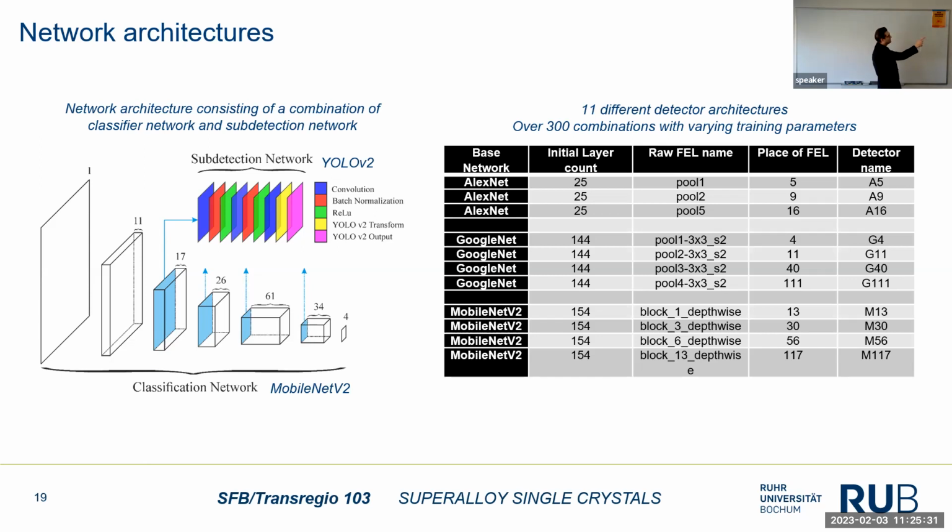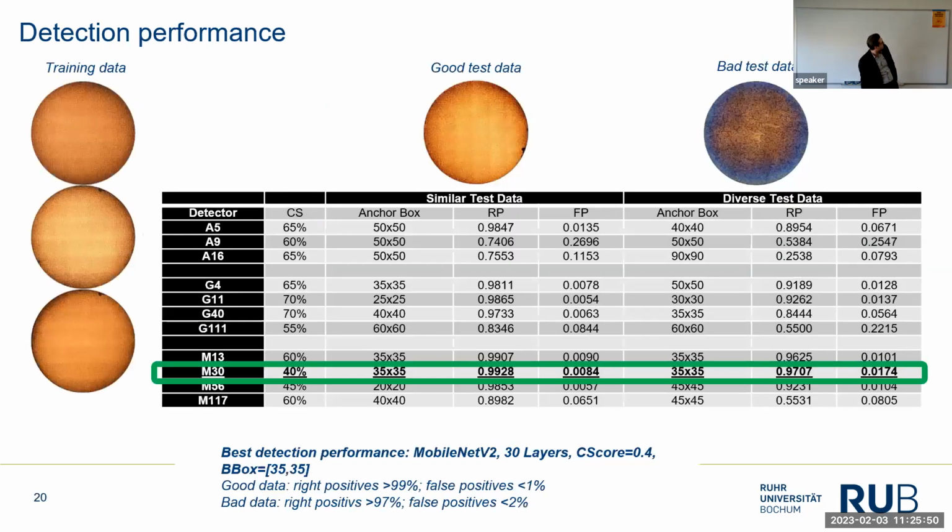So we trained 11 different detector architectures with over 300 combinations of varying training parameters. And our network architecture actually consists of two networks. One is called a classification network. The other is called a sub-detection network. And then we just identify which of these combinations of training parameters and architectures works best. In our case, the best performing network had about 99% detection rate with less than 1% of false positives.